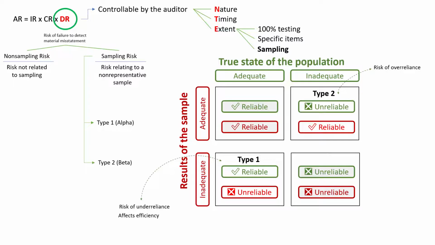Now, type 2 risk is said to affect effectiveness. How do you know that something is effective? If it meets the objective. And what is our objective? To give an opinion on the financial statements. Therefore, when our opinion on the FS is wrong, our audit was not effective.